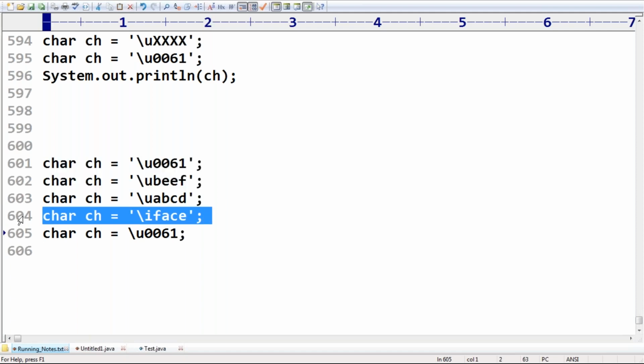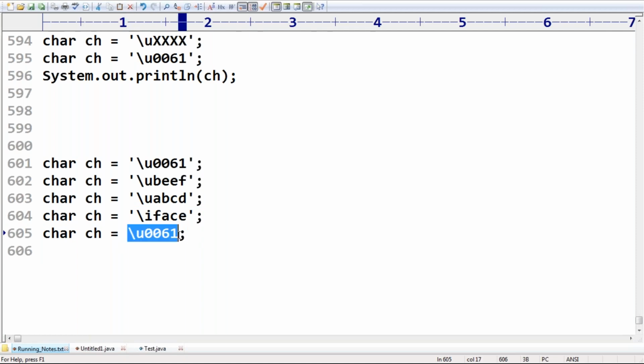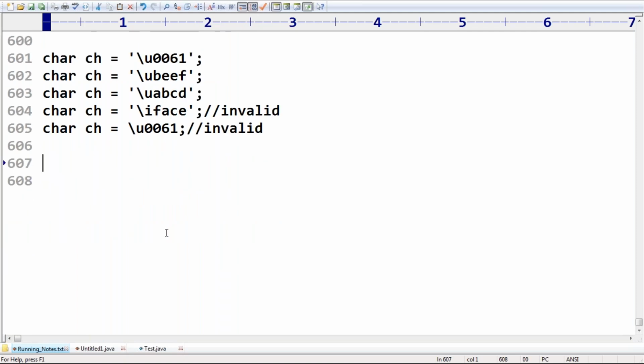But why is one invalid? What is the reason? \u is required, but you provided \i. It is not understandable. Next, why is the last one invalid? Because single quotes are missing. Correct, right? That's why there may be a chance to ask questions for the exam. Please observe carefully, but it is a bit rare.